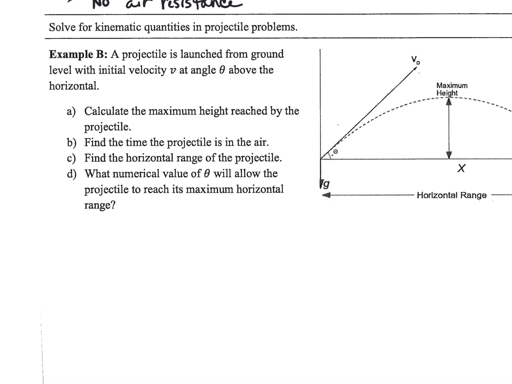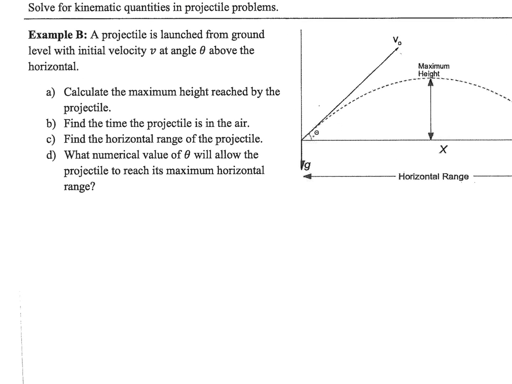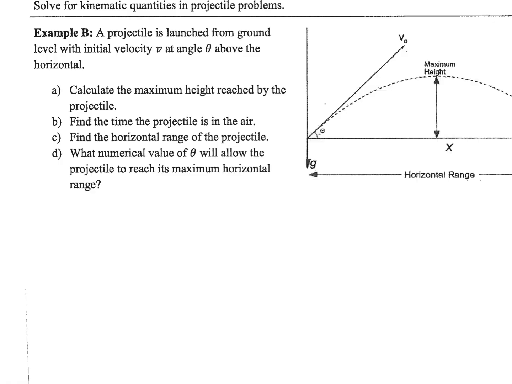All right, so a projectile is launched from ground level. Let's look at this example. With an initial velocity v at an angle theta above the horizontal. Okay, it says calculate the maximum height reached by the projectile. So we want to do the maximum height. What do we know? First thing we know is we've got v naught, don't we? So we've got v naught. Oh, actually, we don't have v naught. We have a v.